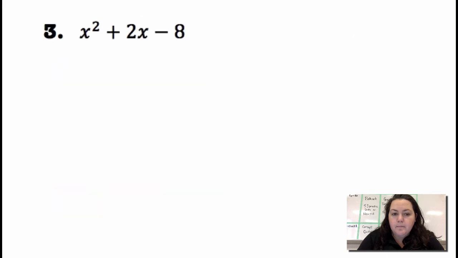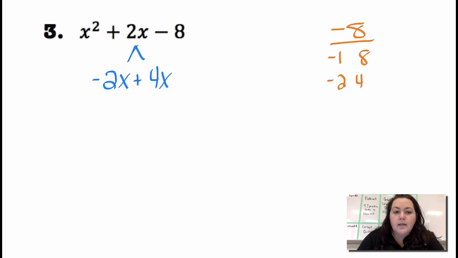All right, number 3. First term times the last term, that's going to give me negative 8. So I'm looking for numbers that multiply to give me negative 8. Negative 1 and 8, negative 2 and 4. All right, negative 2 and positive 4 would make positive 2. So I'm going to break apart the 2x into negative 2x and positive 4x. Then I'm going to bring down the first term and the last term. And now I have 4 terms, so I can group and factor.